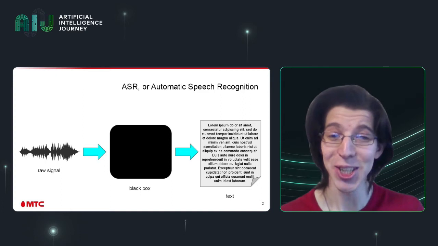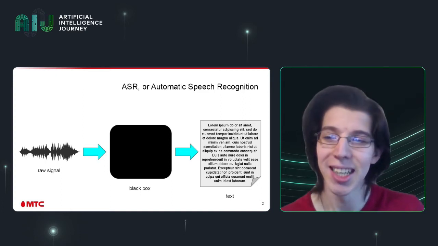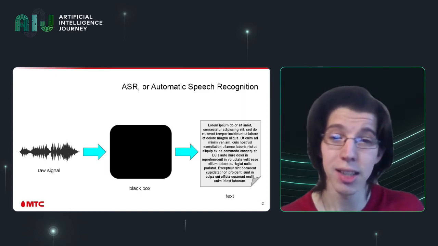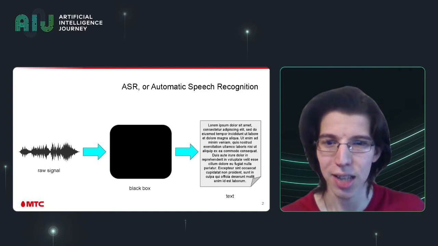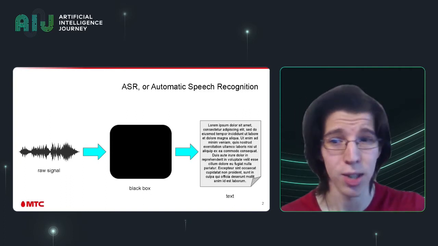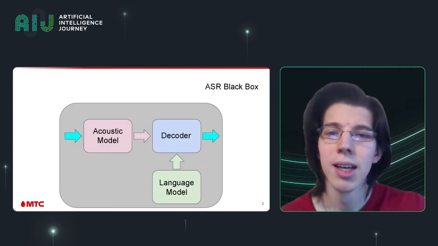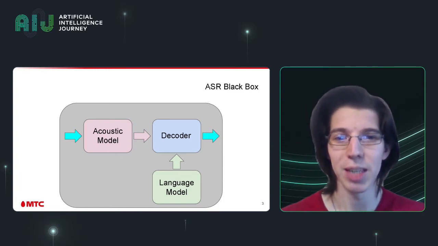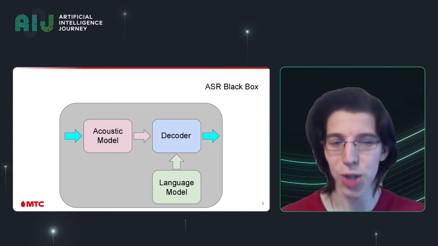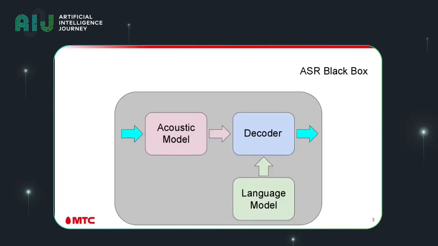Interestingly, if we put the arrows the other way, then it goes from text to speech. But I am not going to talk about that. Well, I did it too, but it looks very different. So if we zoom into our black box, we will see three components: acoustic model, language model, and decoder.